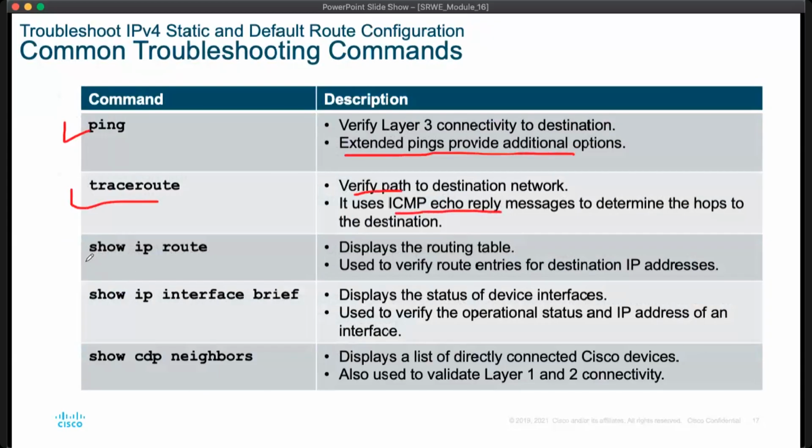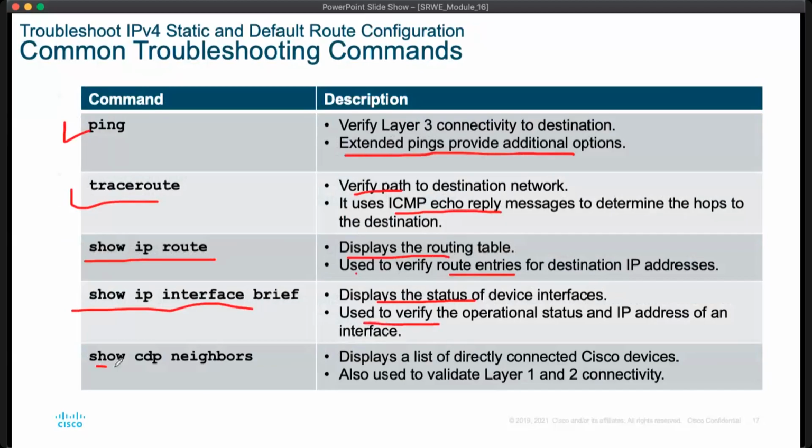Next command, we can use show ip route. This command will display the routing table, and it is also used to verify route entries for destination IP addresses. Another command, show ip interface brief. It displays the status of device interfaces. This command is also used to verify the operational status and IP address of an interface.